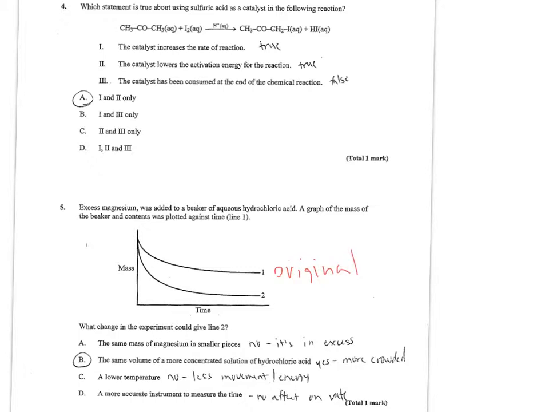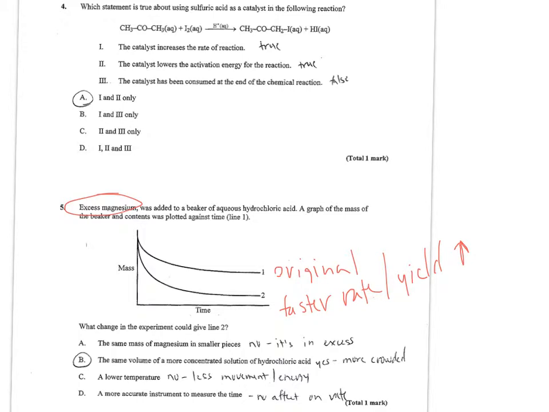So line 2, you have to notice that the rate is somewhat faster, and the yield is also more. So we got 2 things going on. It's not just faster, but the yield has increased as well. So A, the mass of magnesium in smaller pieces, that would not affect the yield or the mass, because magnesium was already in excess. B, the same volume of a more concentrated solution of hydrochloric acid, that would increase rate and it would increase yield, because now you have more of the limiting reactant and in a more crowded space.